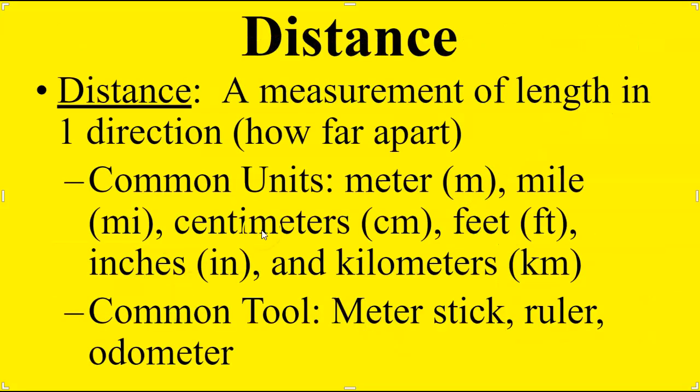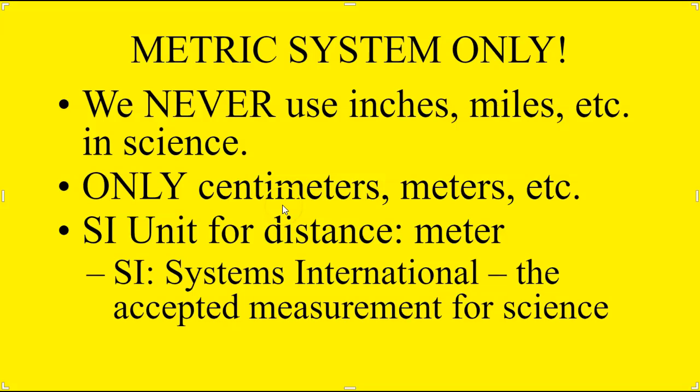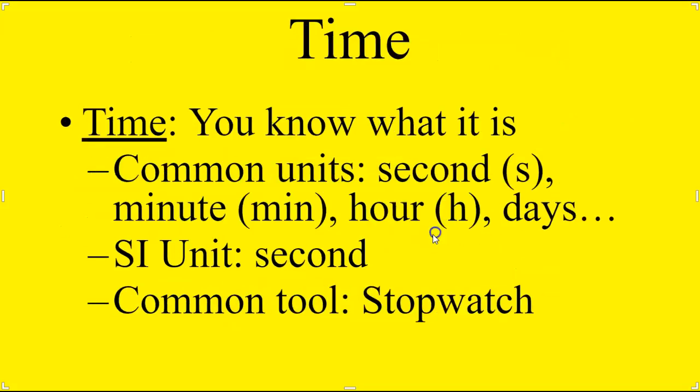So we know that distance, again, is the measurement of a length in one direction, how far apart. We know the common units that can be used for distance, not just the SI unit. Okay, and then the common tool. We know that scientists, when we are dealing with scientists in labs, that we're only going to deal with the SI unit, which is meter. Time, we already know what that is. It's how long an event takes. We can use these common units, but again, the SI unit is seconds.